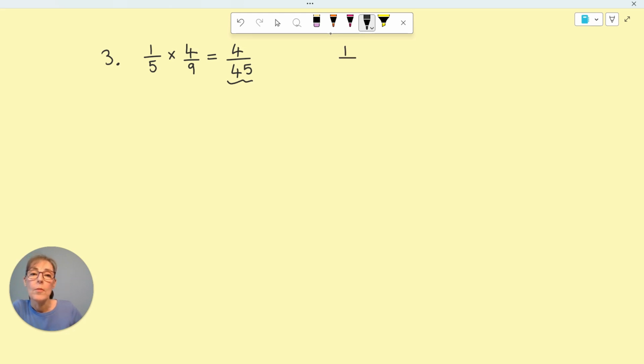So let's do 1/5 divided by 4/9. I'm going to do the keep change flip. Keep the one fraction, change the sign, flip it upside down. 1 times 9 is 9, 5 times 4 is 20, so you've got 9/20.